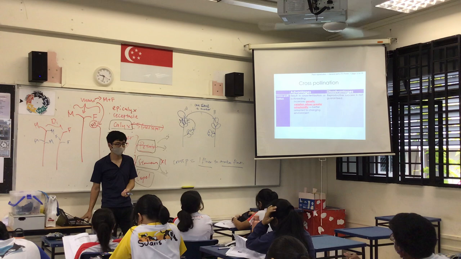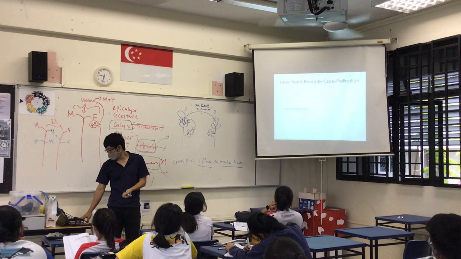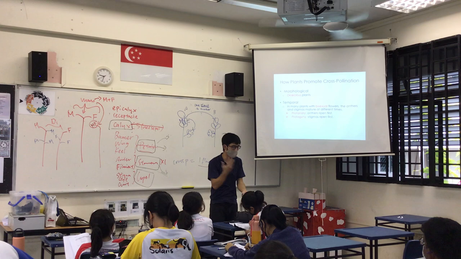Self-pollination equals asexual reproduction. True or false? Well, we talked about it earlier on, right? There are many ways in which plants promote cross-pollination. Number one, if the plant is dioecious, confirm cross-pollination.